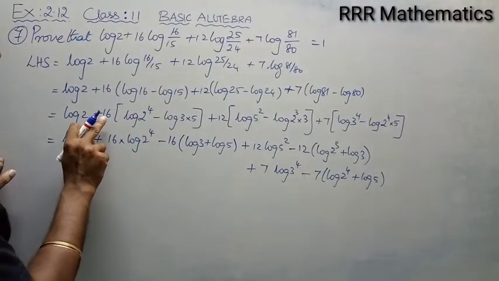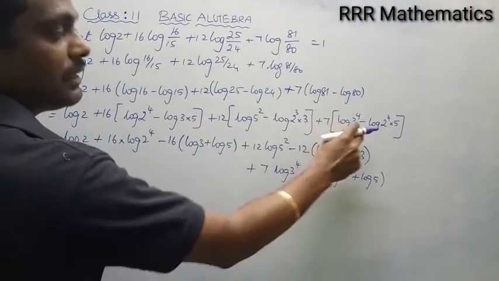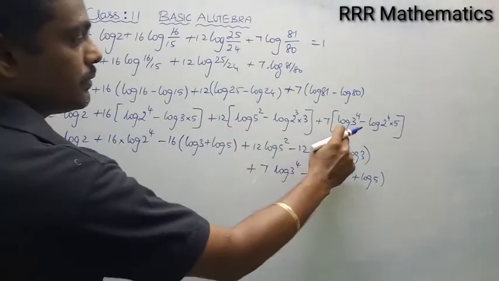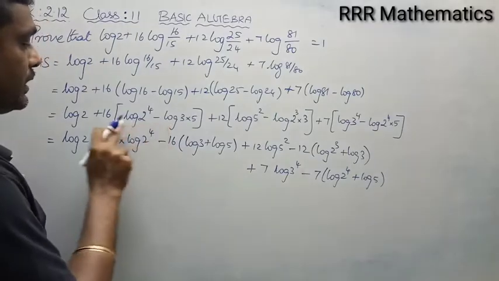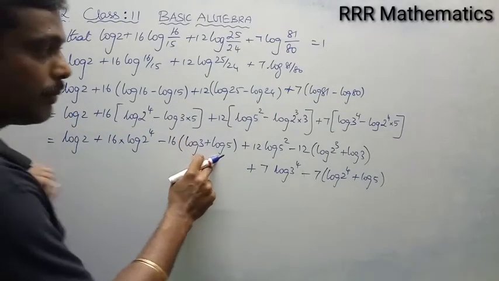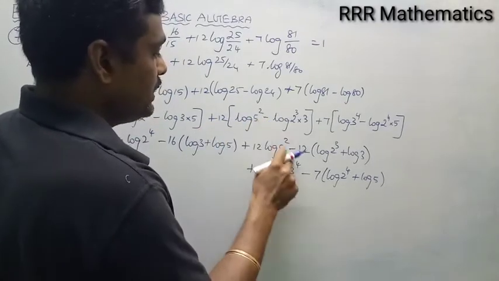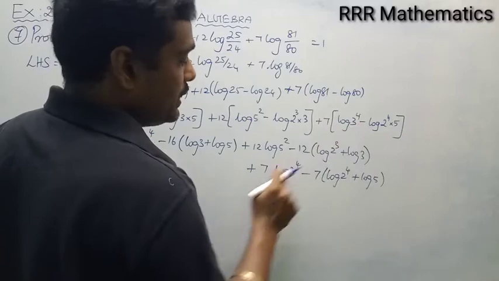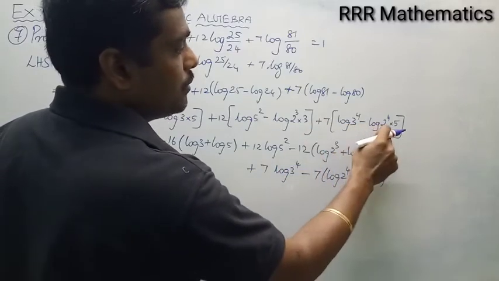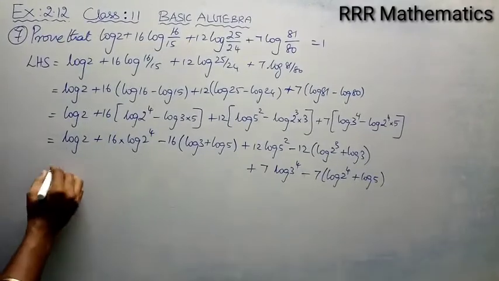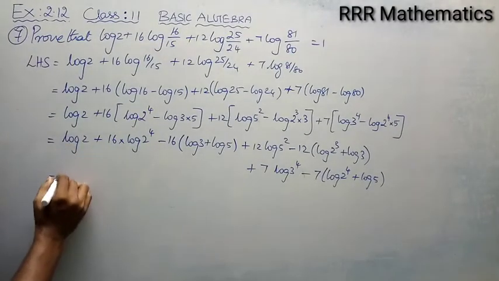I multiply the constants 16, 12, and 7 inside. The first term I wrote directly. For the second term, plus into minus gives minus, the constant 16 with the product rule; plus into minus gives minus 12 log with the product rule. Similarly, plus into minus gives minus 7 times log with the product rule. Now write log 2.